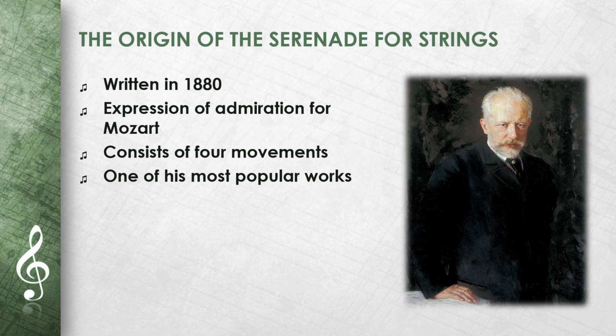Tchaikovsky wrote the Serenade for strings in 1880. He wanted to express his admiration for Mozart. The composition was written in just a few weeks. It consists of 4 movements and shows Tchaikovsky's talent for melody and harmony. Today it is one of his most popular works.